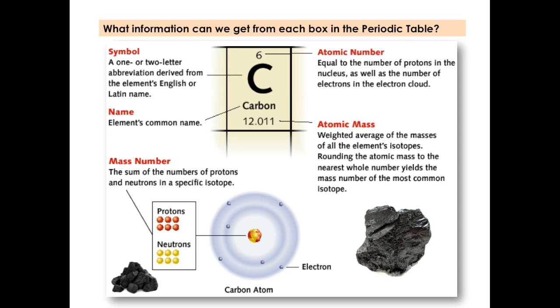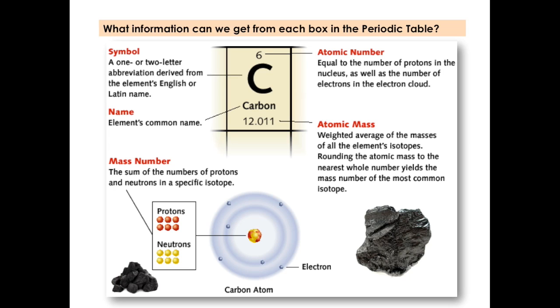What information can we get from each box in the periodic table? At the very top is the atomic number, which is equal to the number of protons in the nucleus, as well as the number of electrons in the electron cloud.